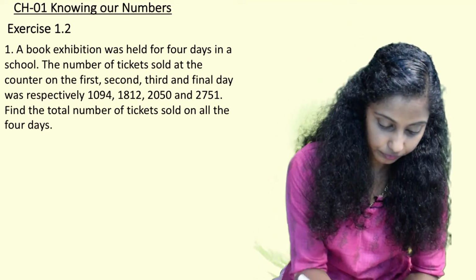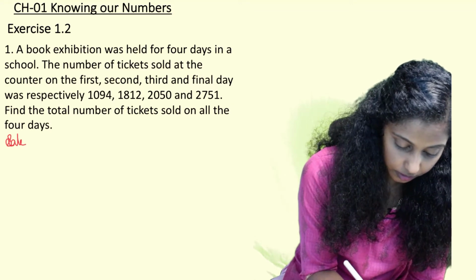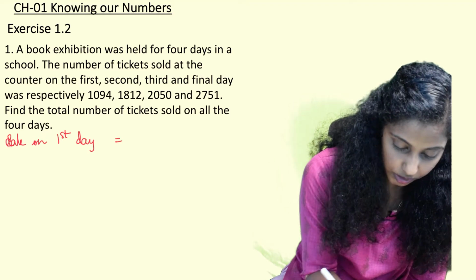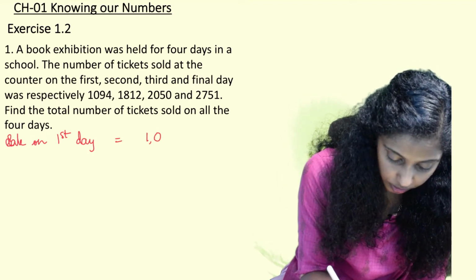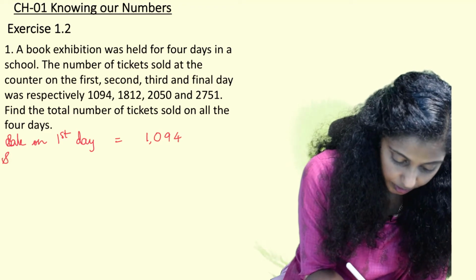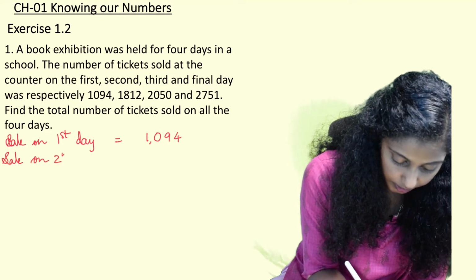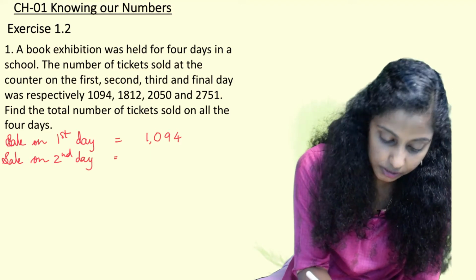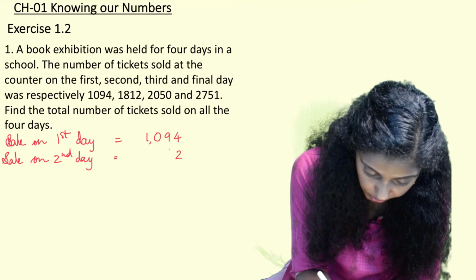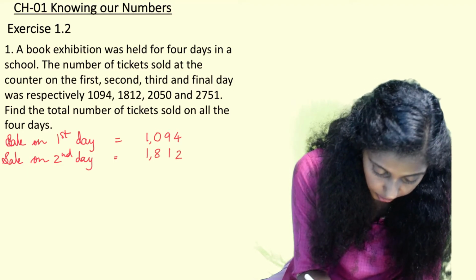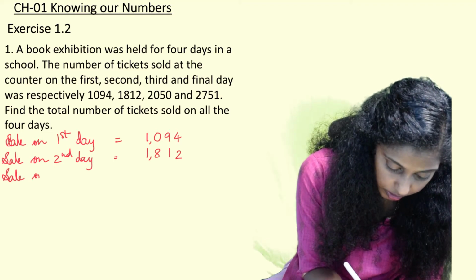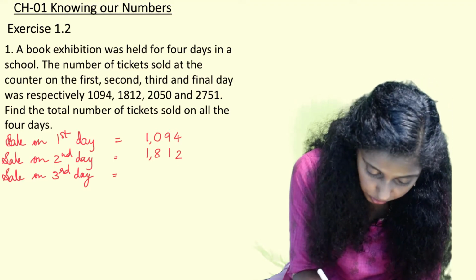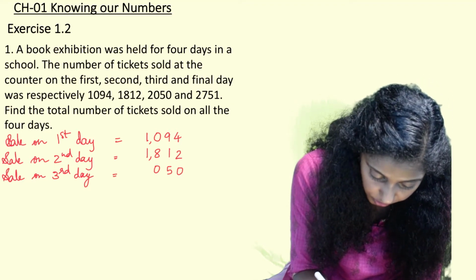So here we will start with the statement sale on first day is equal to 1094. Then it is sale on second day. Always we should keep in mind we write the numbers from the units place, from the last, so that we always write the numbers in the proper order. There is no confusion at all. Sale on third day is 2050, so 0, 5, 0 and then 2.